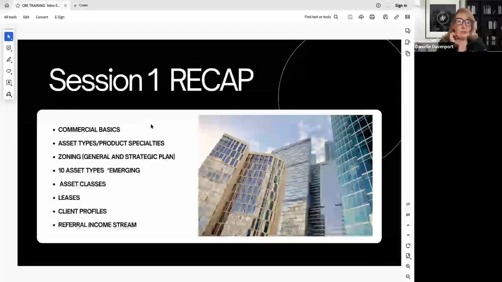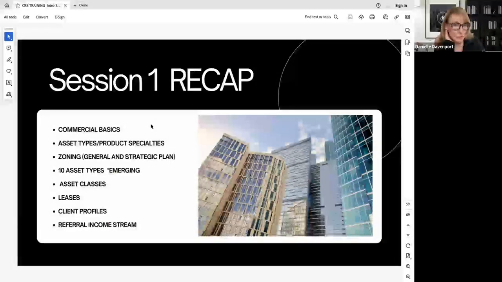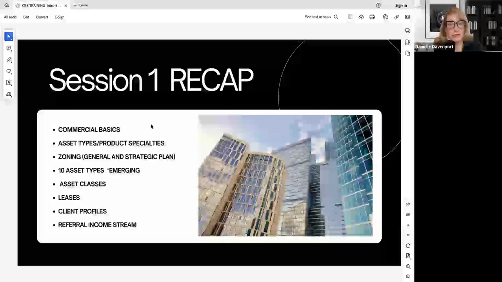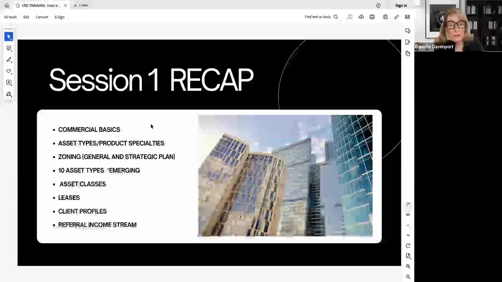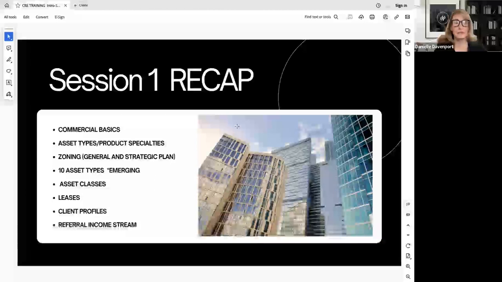Recapping on session 1, we talked about commercial basics, talked about asset types. Would anyone like to take a stab at naming the 10 asset types in commercial real estate? Oh, come on. Just throw out a couple of them and we'll add them up. I'm starting. So you've got office, you've got multifamily. What else? You guys can go on unmute and help me here.